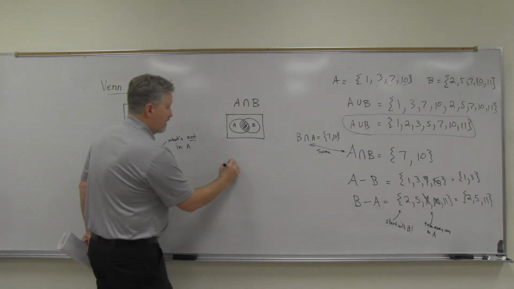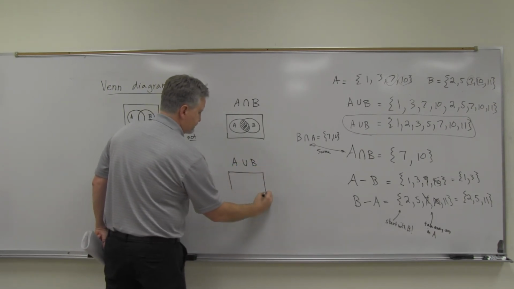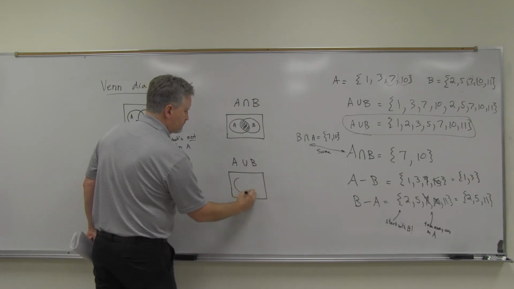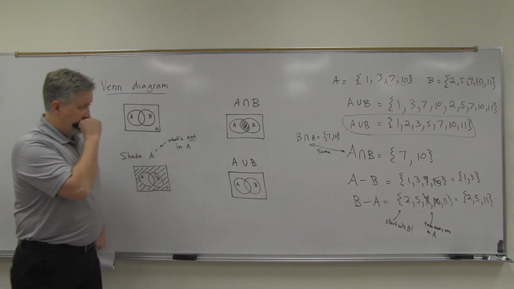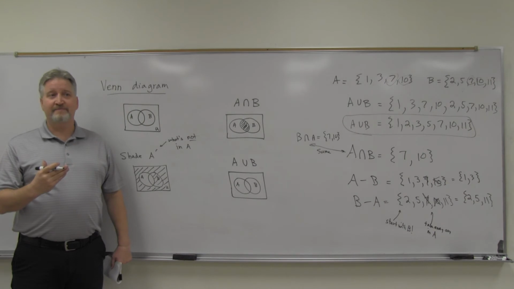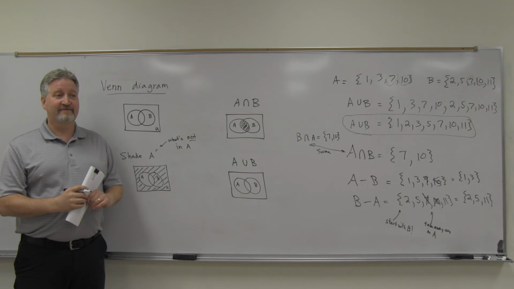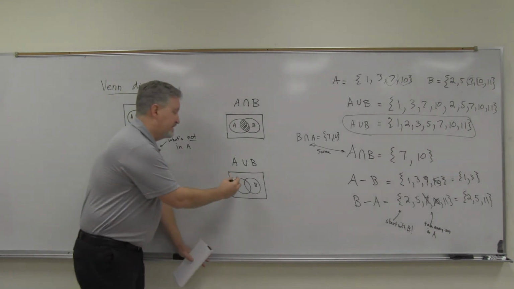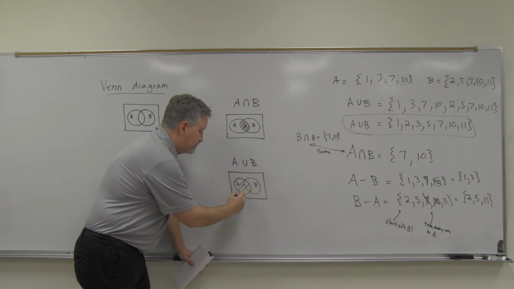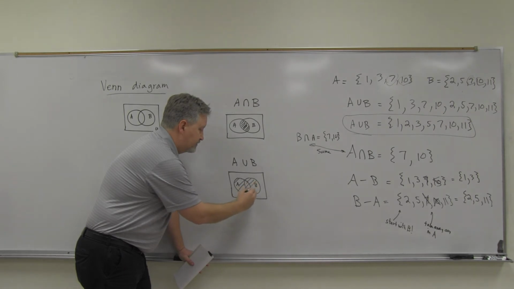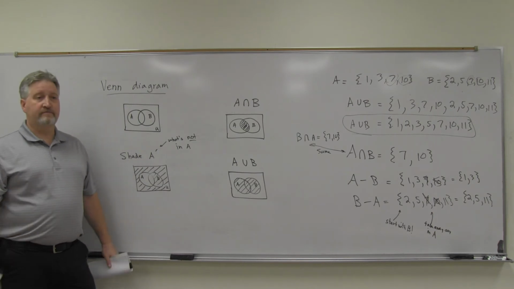What about A union B? Well, the union of A and B, how does union work? Union is everything in both sets put together, right? So A union B is everything in A combined with everything in B. So I'd shade everything in A, everything in B. So yeah, it's everything in the circles. It's the union.